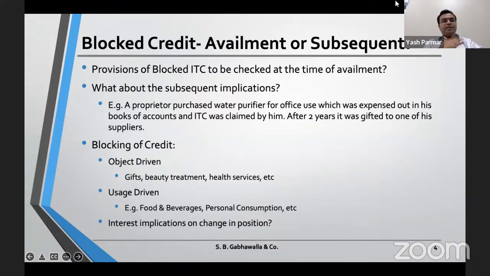And the last aspect which we need to analyze is what are the implications on change in position. The answer is there cannot be any interest implications, because we have already concluded that the provisions of block credit are to be analyzed only at the time of availment, and therefore subsequent change of usage does not mean that you are supposed to reverse the credit or you are required to pay interest on it.